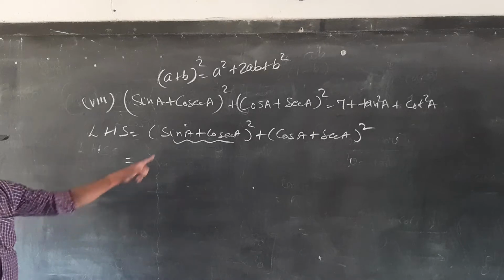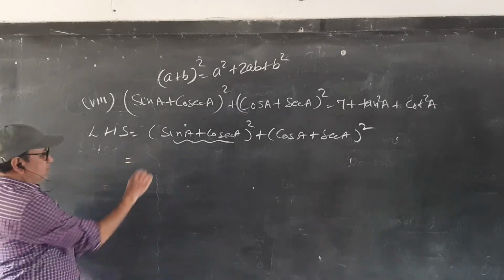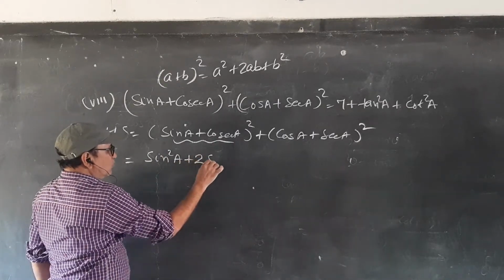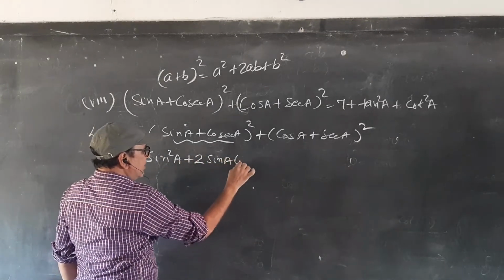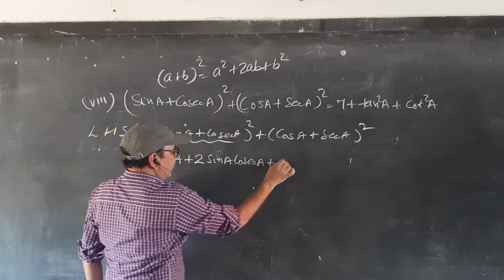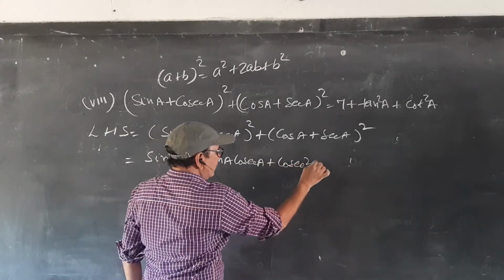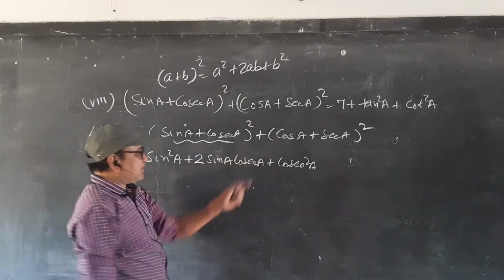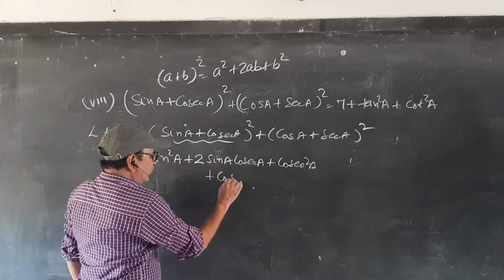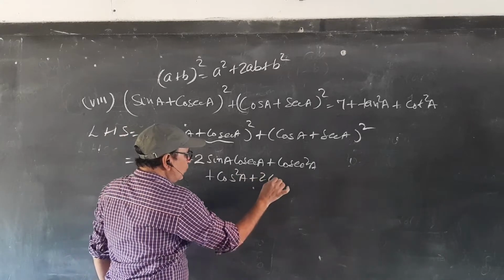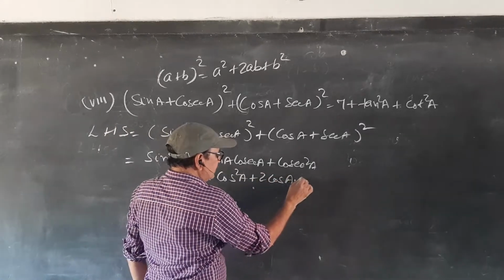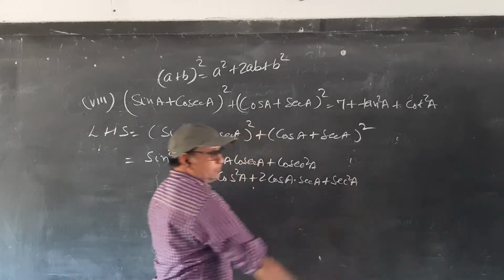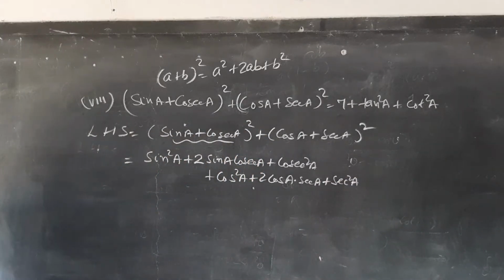Yes, then what we get here? Come on. Sin square a plus 2 sin a cosec a plus cosec square a. This for the first bracket. Yes, sir. Now the second bracket right here: cos square a plus 2 cos a sec a plus sec square a. Correct, excellent. Clear? Simply a plus b whole square.